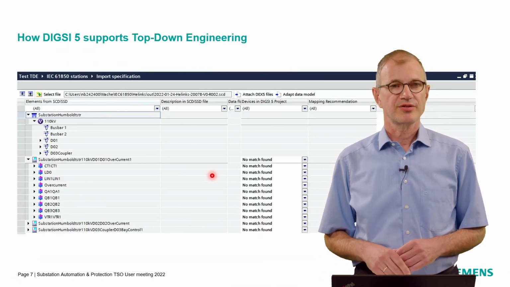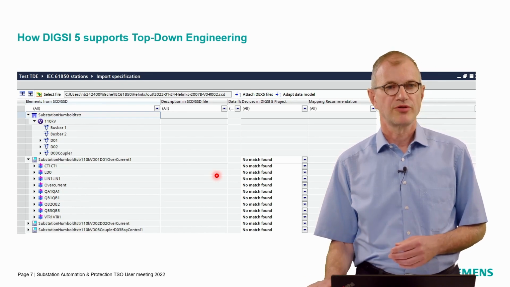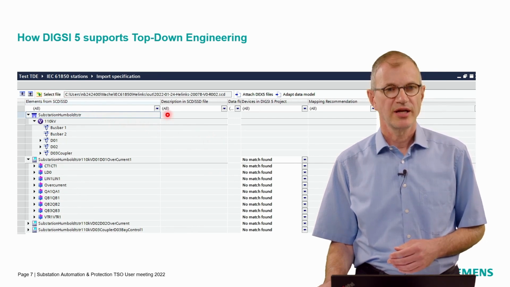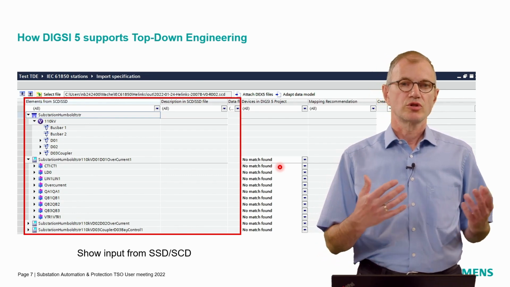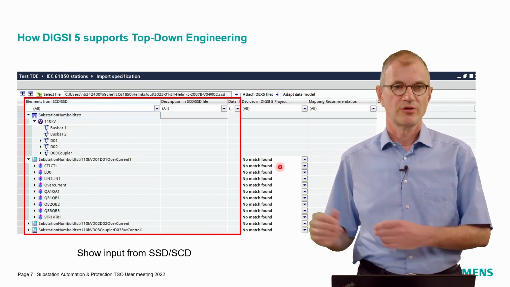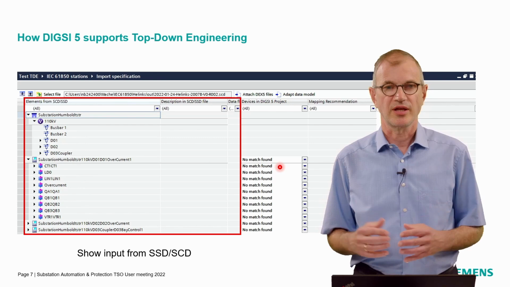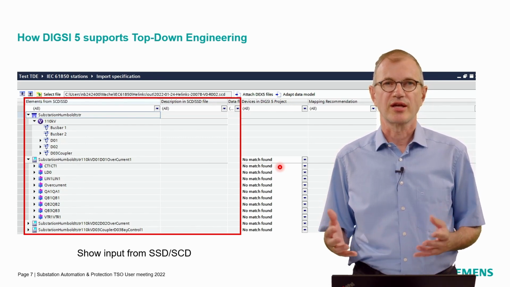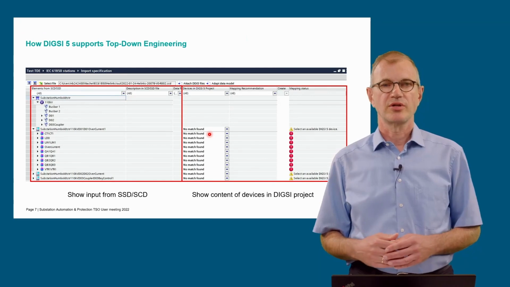If you click on this, an editor like this will show up. It's already filled here. The first step is always to select the SSD file here. I have done this, but on the right side it's still empty now. The idea here is to show on the one hand, on the left side, the input from the SSD or SCD. That doesn't matter, both is possible. It's the same file, just another extension.